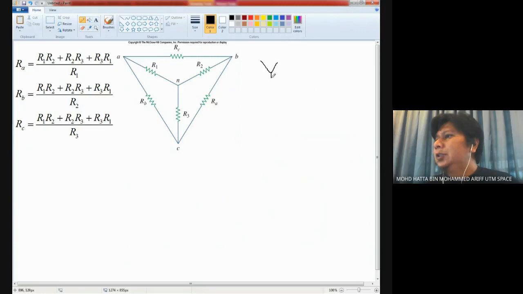First, we have three resistors connected like this, and we try to convert it into this, where this is A, B, C, RA, RB, RC, and this is R1, R2, and this is the branch for R3. Okay, looking at RA, how do we calculate RA? RA is given by R1 times R2 plus R2 times R3 plus R3 times R1, divided by R1.